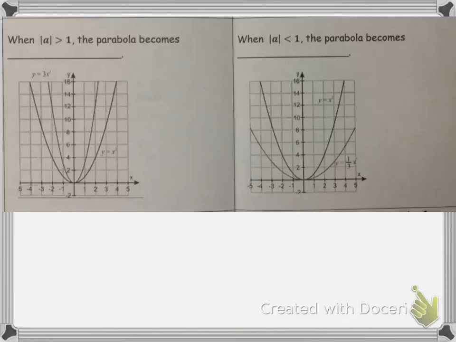Okay, let's look at one other thing that the value of a will determine for the graph of your parabola. When the absolute value of a is greater than 1, let's review what absolute value means. The absolute value of a number is just how far that number is from 0. So if the absolute value of a is greater than 1, the parabola becomes more narrow.